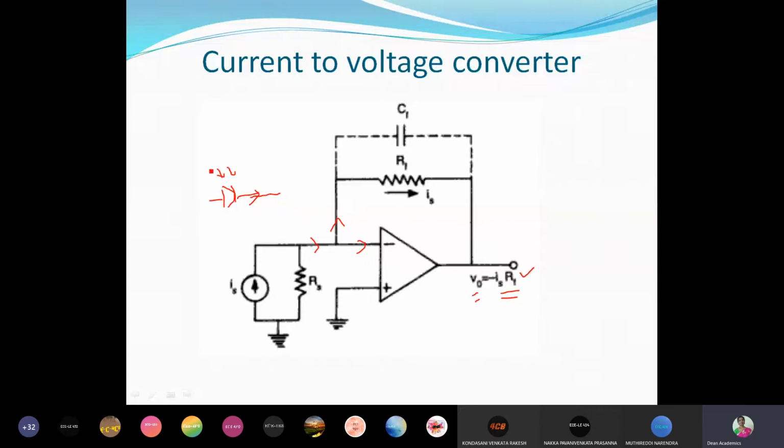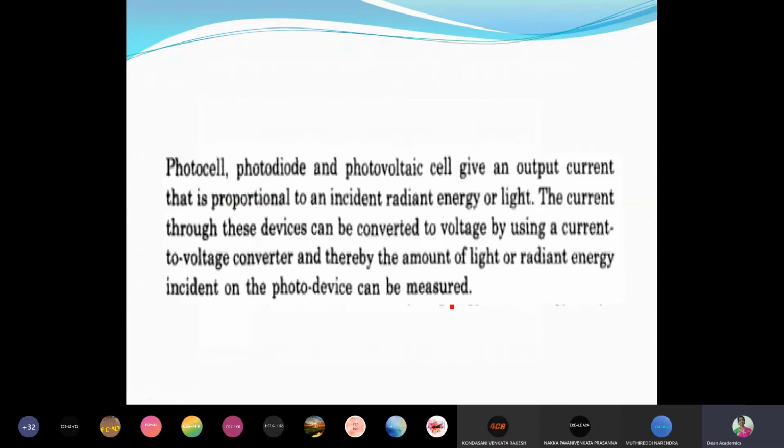If the light falling on this photodiode is less, then the current will be less, and the output will be less. So from this we understand the amount of output voltage. Photovoltaic cells, photocells, photodiodes, all these produce output current. We use such applications where we want to measure the voltage output from that diode. If you want to measure that, you can use this current to voltage converter.